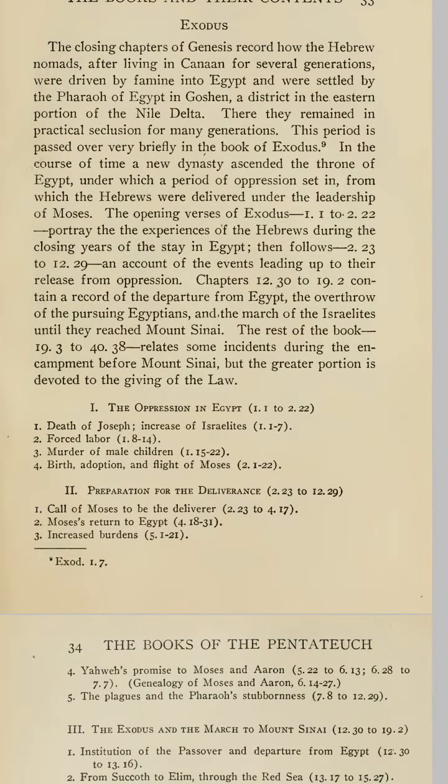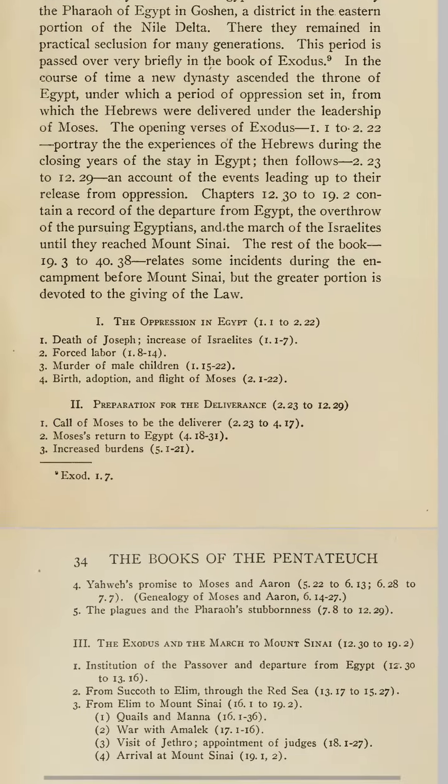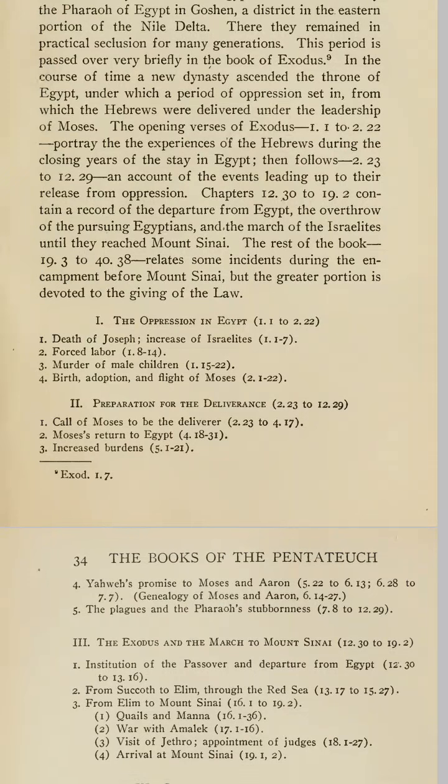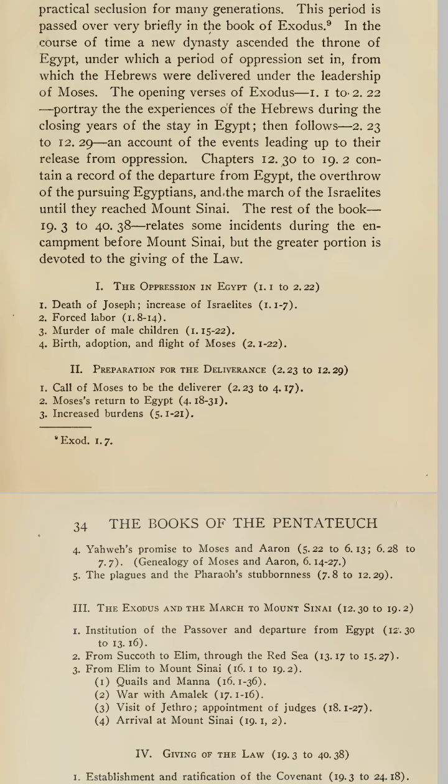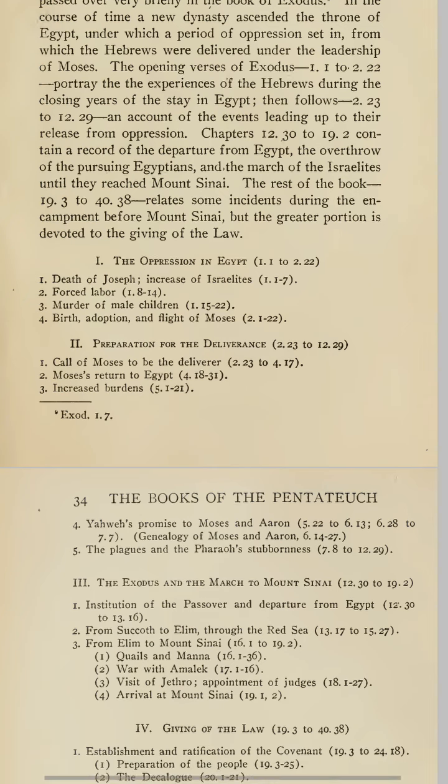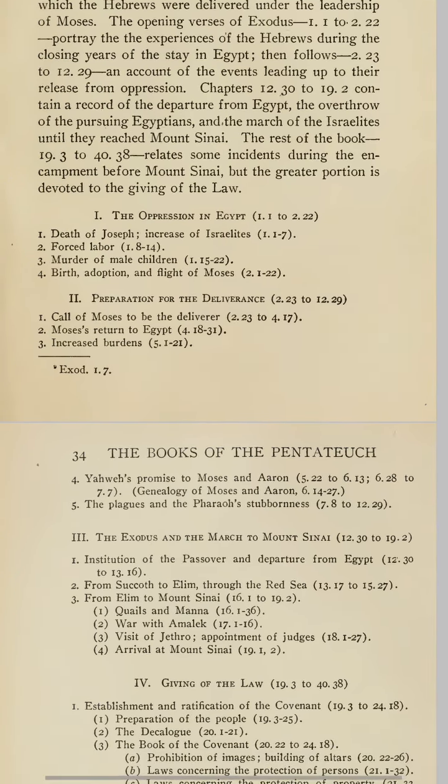Now, the Exodus. The closing chapters of Genesis record how the Hebrew nomads, after living in Canaan for several generations, were driven by famine into Egypt and were settled by Pharaoh of Egypt in Goshen, a district in the eastern portion of the Nile Delta. There they remained in practical seclusion for many generations. This period is passed over very briefly in the book of Exodus. In the course of time, a new dynasty ascended the throne of Egypt, under which a period of oppression set in, from which the Hebrews were delivered under the leadership of Moses.